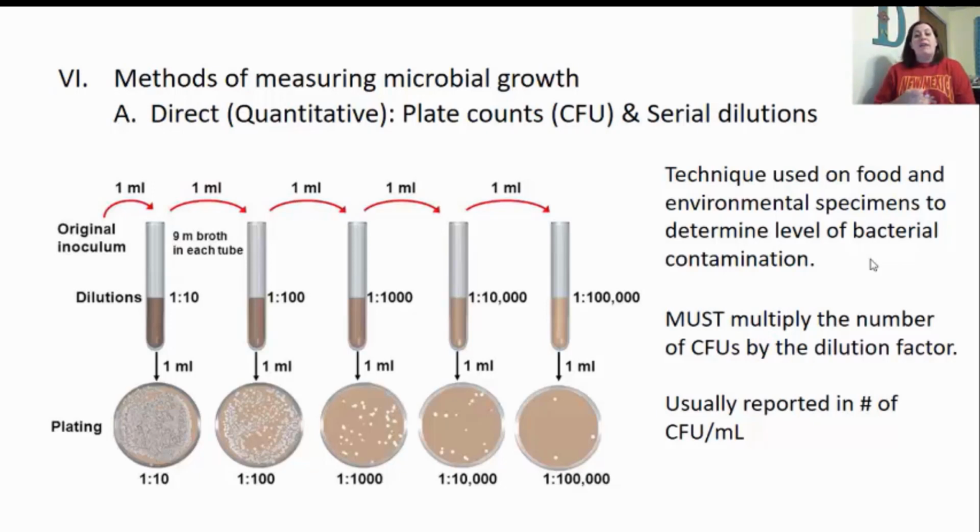Okay, we then have to count how many are present there and multiply the number of CFUs by the dilution factor. So if we go over here to the very end that we have in this example, there are 3 colonies present. We would have to do 3 times 100,000. This means that there are 300,000 colonies in that original specimen. This is usually reported as colony forming units per milliliter. So this one would be 300,000 colony forming units per milliliter of this substance.